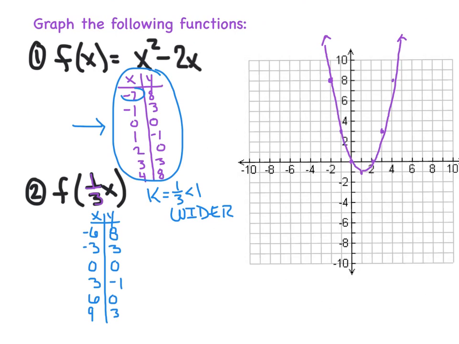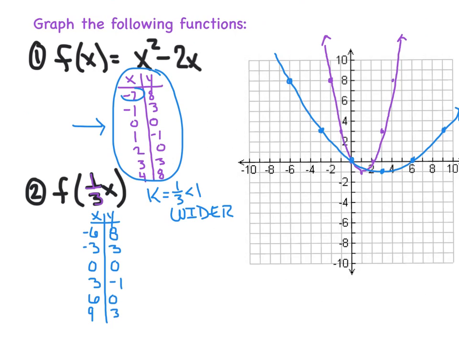So now I'm going to plot those new points. -6, 8. Yep, wider. Let's see, -3, 3. And 0, 0 stays that. 3, -1. And then 6, 0. And then 9, 3. And you can see that's all I had room for.